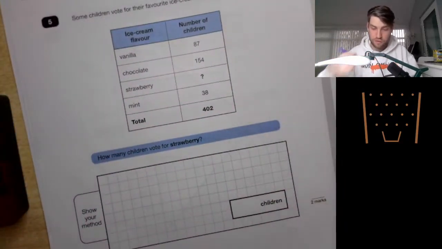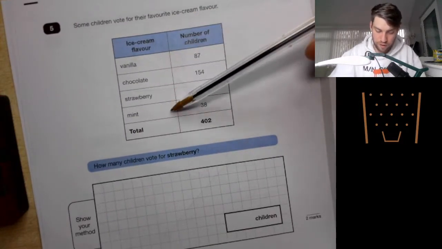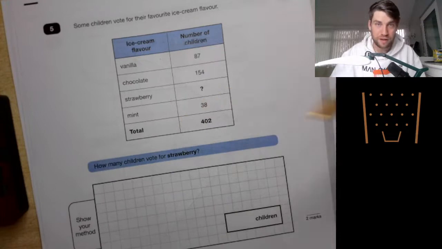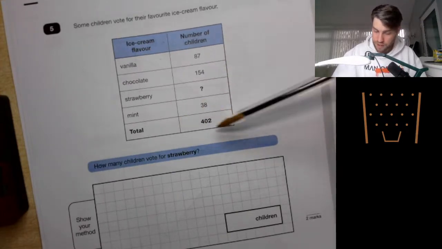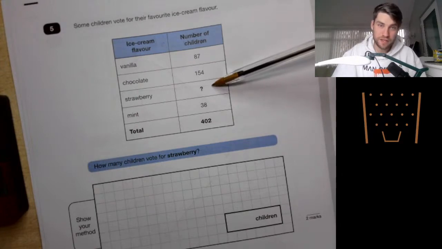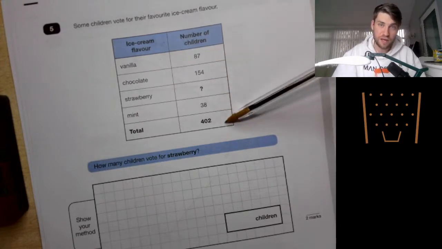Right, some children vote for their favourite ice cream flavour. Vanilla, chocolate, strawberry or mint. They should really have an "other" column because some people might not like any of those. So, see here we have 3 numbers and we have a total, but we are missing one. So we're going to have to add those together and take it off there, okay?